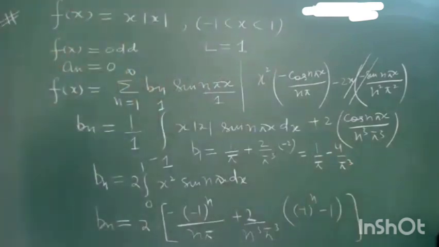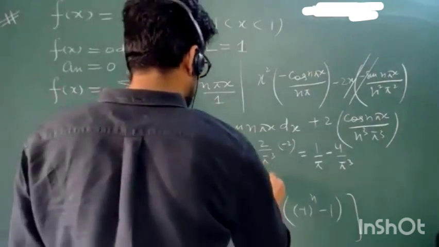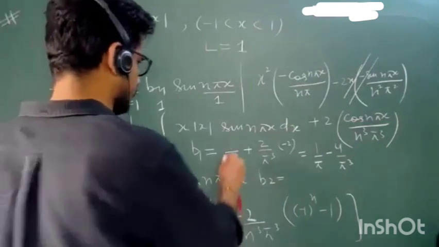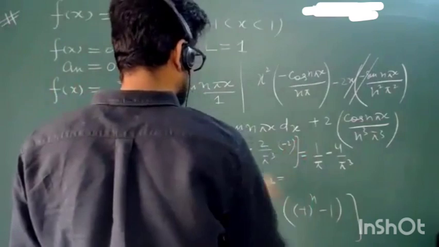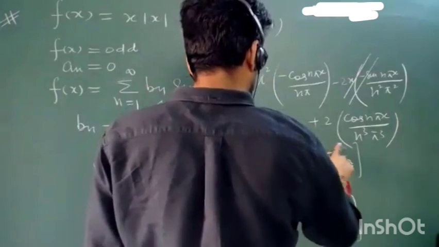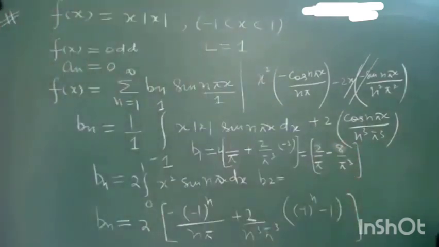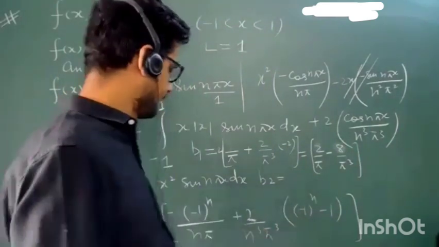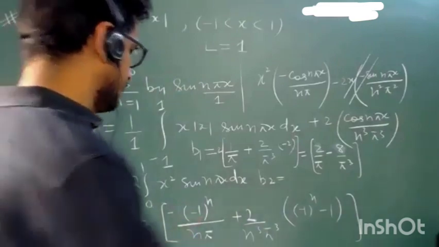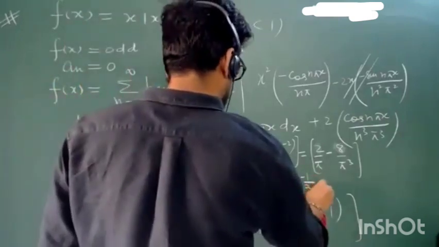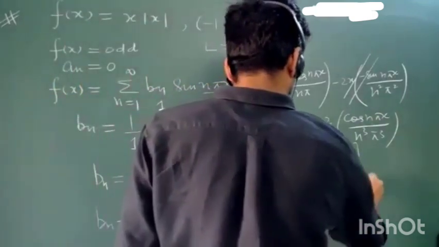Is it correct? Yes, sir. This is b1. And what is the value of b2? There will be a 2 as well, sir. The 2 is outside, so let us multiply this all by 2. So we can write 2 here and 8 here. And what about b2? If you put 2, this will become 0, and this will become 1. So it will become 2 into minus 1 by 2 pi. The 2 and 2 cancel, it will become minus 1 by pi.